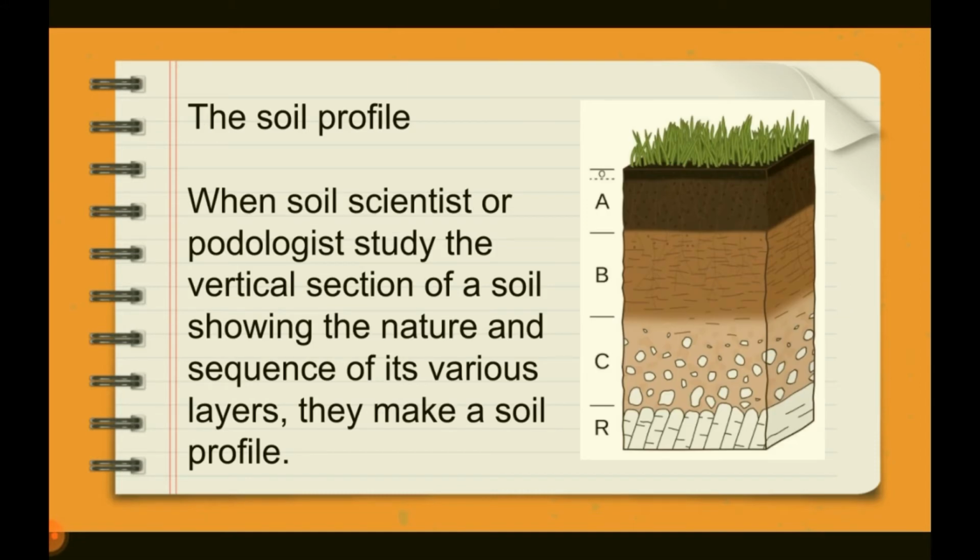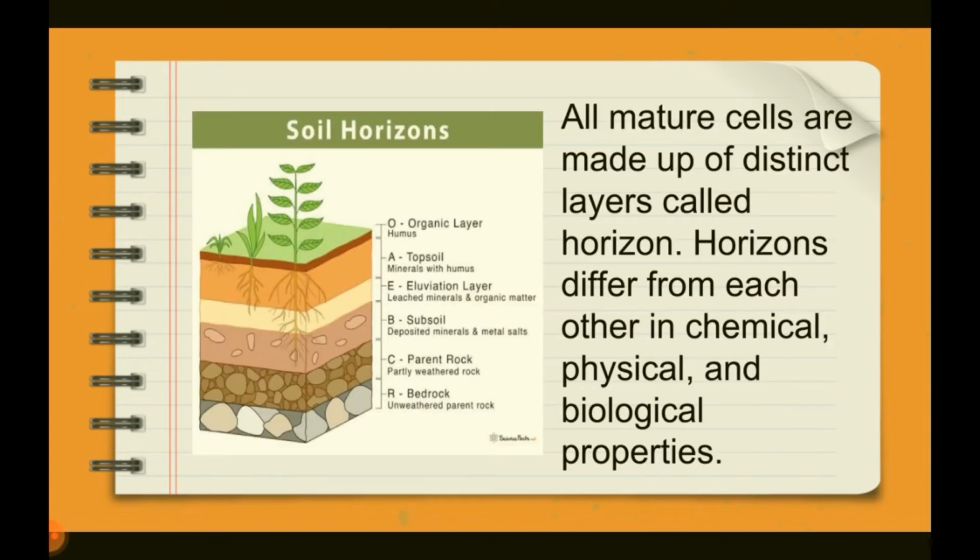So wait lang. So, the soil profile. Soil profile is very known, and madalas nababanggit na to kapag meron tayong mga lesson about soil. So, yan, the top hanggang sa pinakadulong layer. When soil scientists, or pedologists, study the vertical section of a soil showing the nature and sequence of its various layers, they make a soil profile. So, syempre, para ma-determine mo kung ano ba yung horizon A, B, C, D, E, malalaman mo yung mga different agents and materials na maaaring makikita doon sa horizon na yon or sa profile. This is the soil horizons.